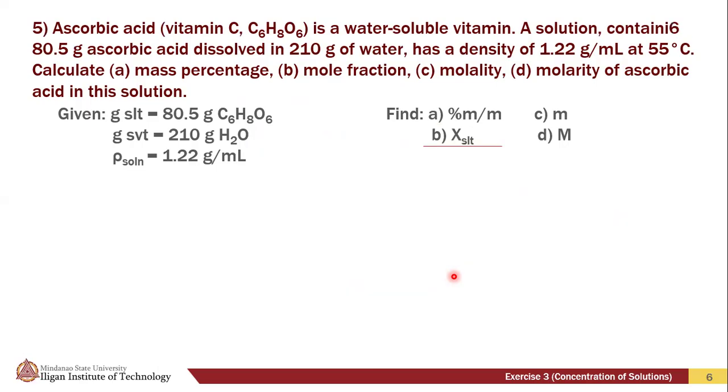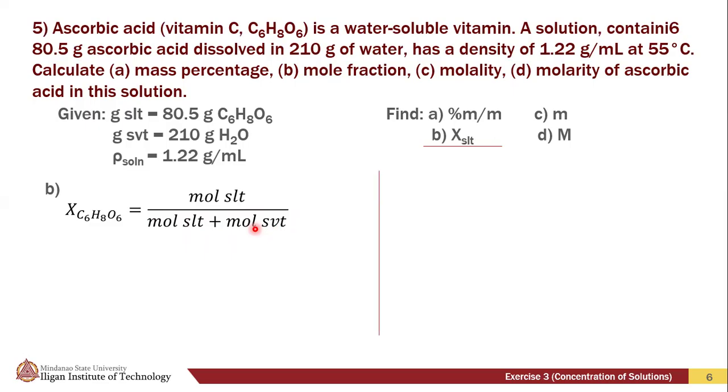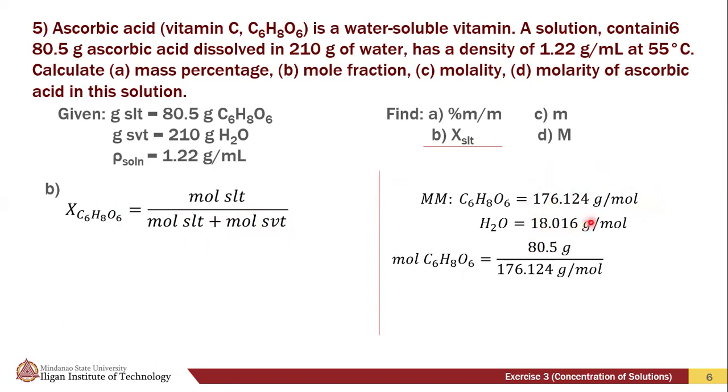For letter B, we're asked to find the mole fraction. And we know that the formula for the mole fraction is mole solute divided by mole solution. But the mole solution is solved by adding together the moles of the solute and the solvent all together. We don't have the moles of our solute and solvent yet, but we can solve for them because we have the formula for vitamin C, then we can calculate for its molar mass. Also, we calculate for the molar mass of water.